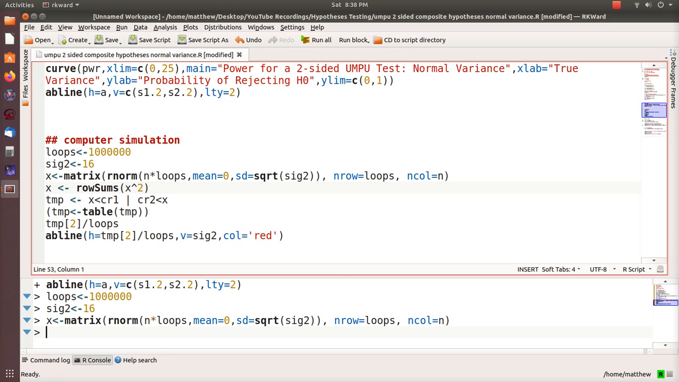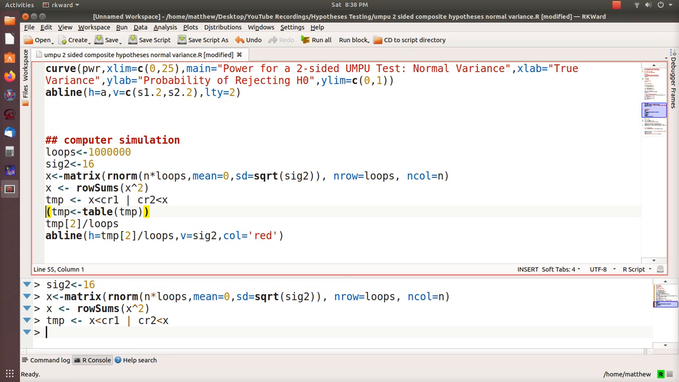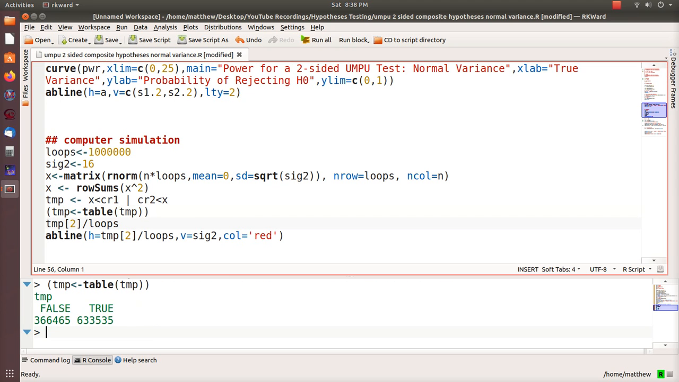The test statistic is the sum of the x squareds. So we square each element and then take the row sums and put it back in x. And that frees the memory from that 1 million row matrix. And so now x is a vector. It's a 1 million length vector by 1. So then we see how many times it's above and below the critical region. We table it, and then we probably should just divide it by the loops, and that's the simulated power.